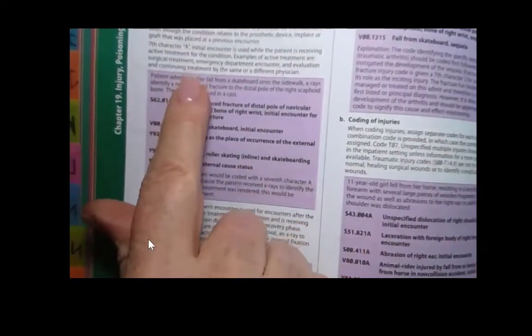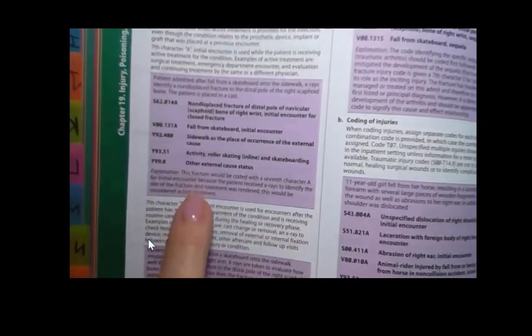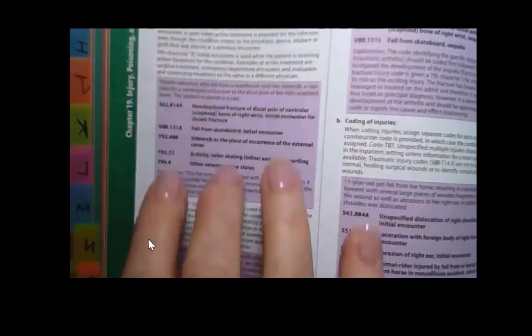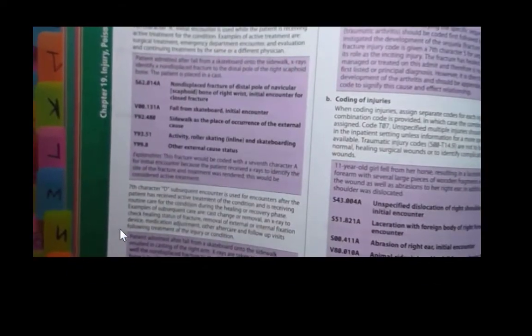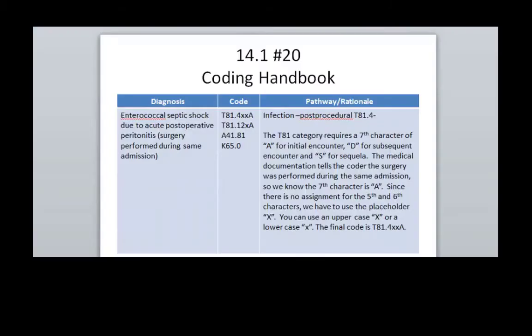And then the guidelines go through, here's the initial, here's the subsequent, and later on it goes through the sequela. So please read through all that on your own, but just be aware that in this case we are talking about the initial encounter. So if we're talking about the initial encounter, and we know that we had T81.4, we're going to have placeholders for characters 5 and 6. So T81.4XXA is a complete code.